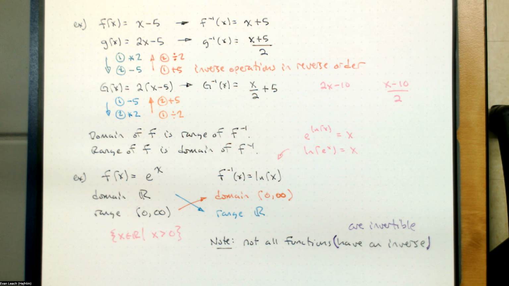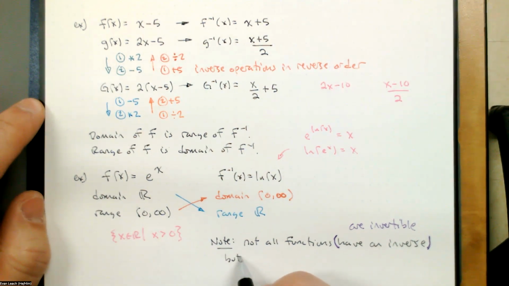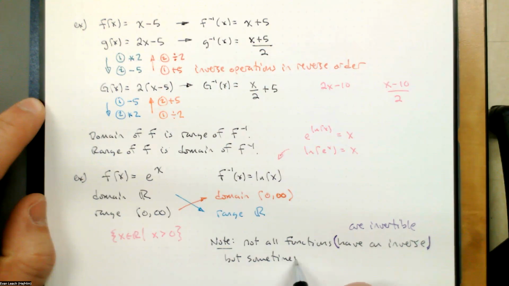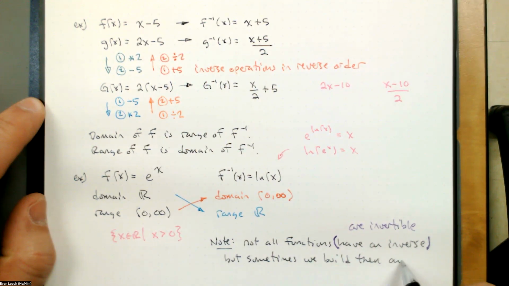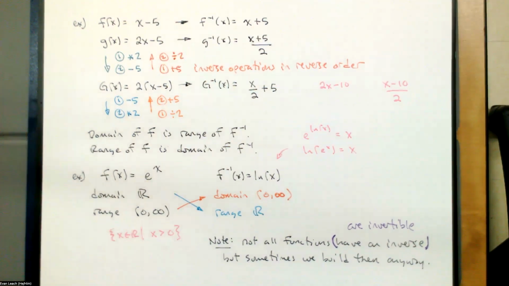Not all functions have an inverse, but sometimes we can get kind of an inverse if we restrict our domains and ranges. We restrict the domains and ranges of our function, and then we can build an inverse function. So not all functions have an inverse, but sometimes we build them anyway.